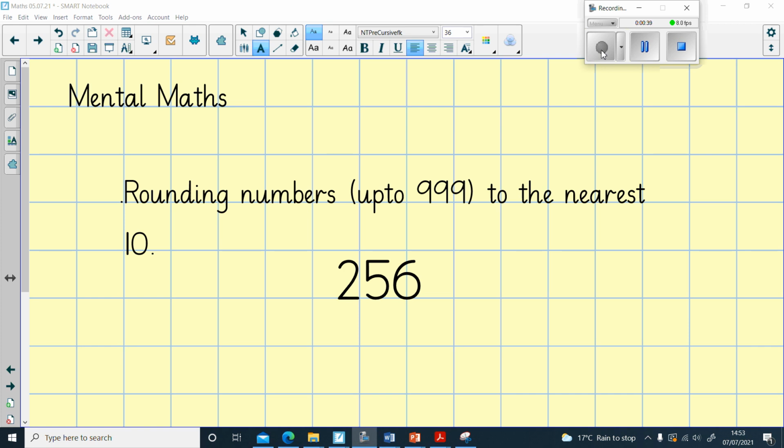So on the screen I've got 256. The 6 is my ones digit. It's 5 or bigger, so I'm rounding up. So 256 rounded to the nearest 10 would be 260.